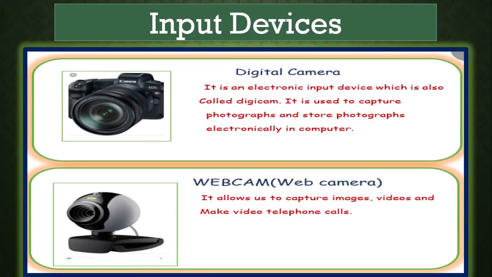Next is a digital camera. It is an electronic input device which is also called a digicam, and it is used to capture photographs and store photographs electronically in the computer. So digital camera is the input device that is also known as a digicam. We can capture the picture with the help of a digital camera, and it will store this picture into the computer.